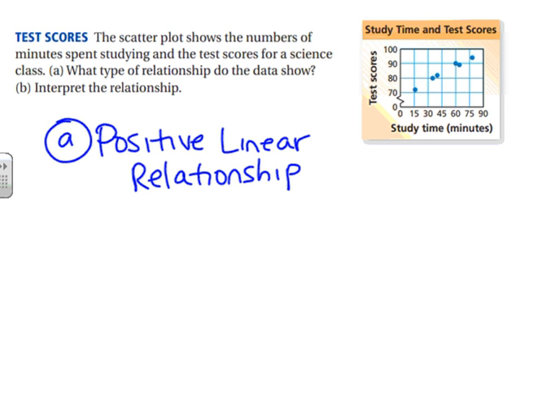And then part B, it says interpret. So interpret means we're going to connect words with what we're describing. So I could say something like, as study time increases, test scores also tend to increase.